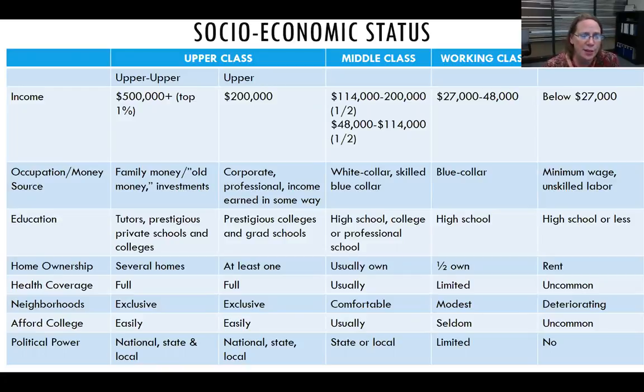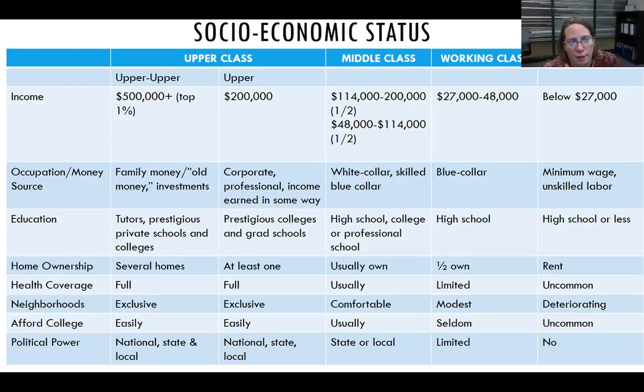The upper class, they make 200 to maybe 500,000, still a large amount of money. They tend to work in corporate America. They tend to be professionals. They earn their income as opposed to just living off investments. Again, prestigious colleges and grad schools. They have at least one home. They have health coverage, exclusive neighborhood. They can still afford college and have national, state, and local power.